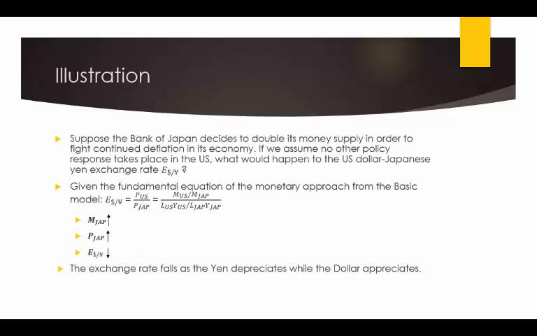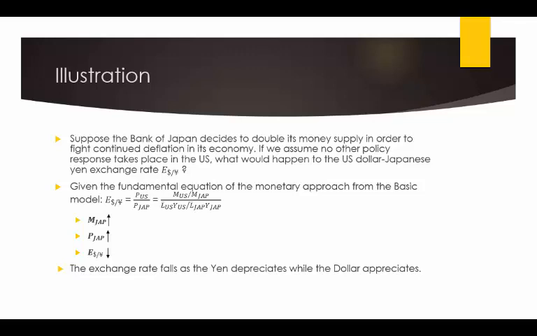To illustrate, suppose the Bank of Japan decides to double its money supply in order to fight continued deflation in its economy. We assume that there is no policy reaction in the US over this period, and real incomes remain fixed in both countries. Then we will expect that this action will cause the future dollar-yen exchange rate to fall.